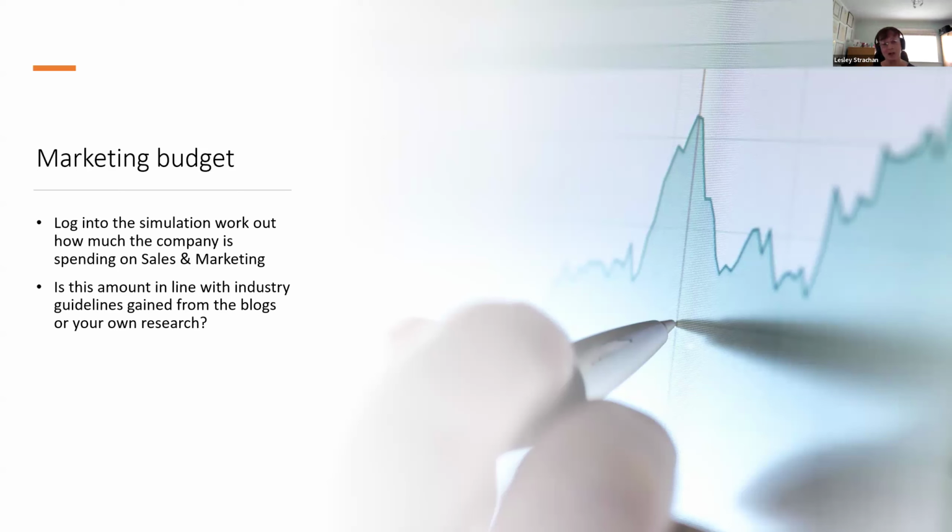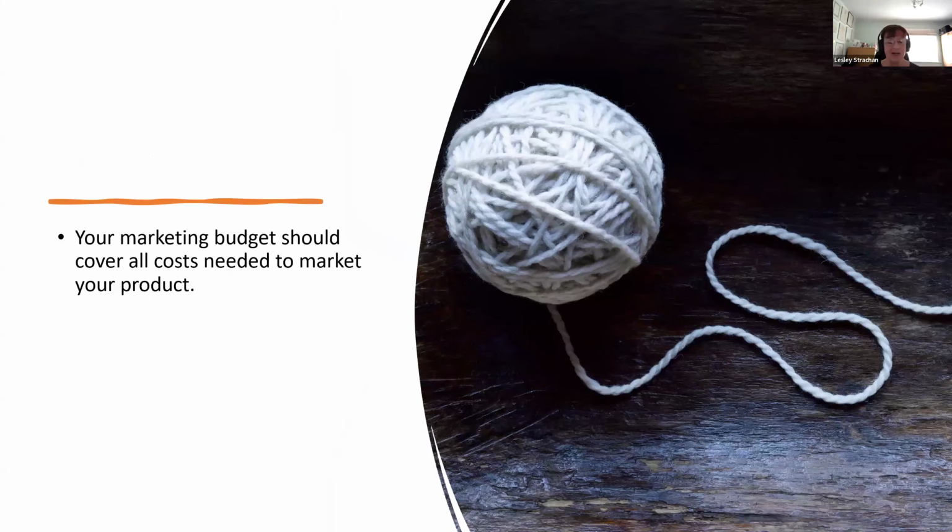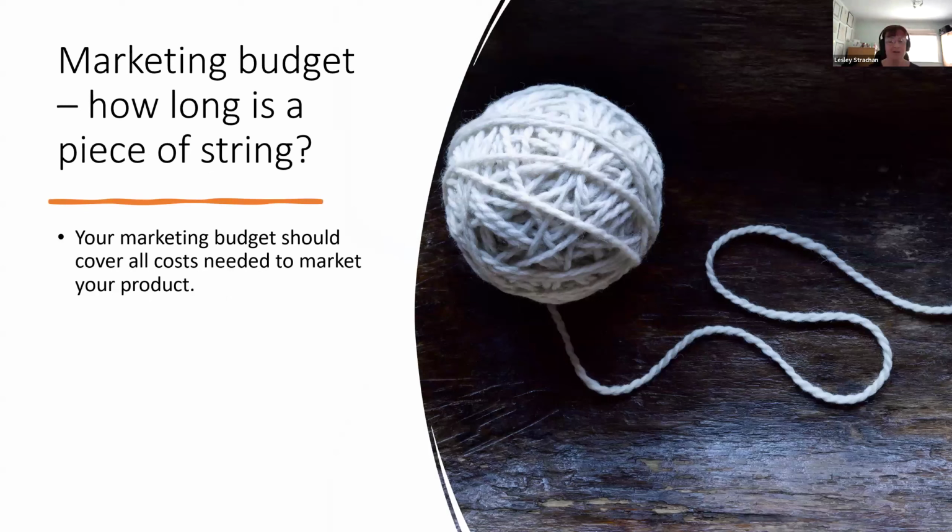Below this slide is the URL to www.creative.on, and it talks about what a good marketing budget might look like. And so in class, as always, how much should I have? And the answer is, how long is a piece of string? Everybody's different, but your marketing budget should cover all costs needed to market your product and to make a website.